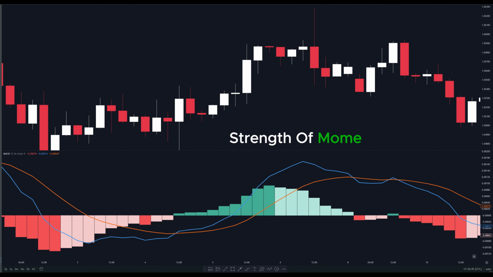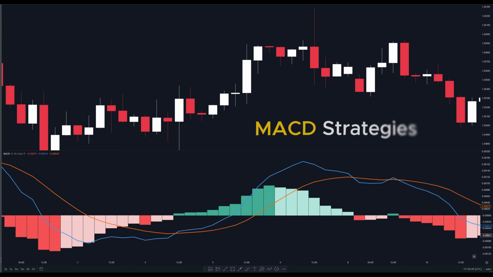And you can also utilize the size of the histogram to figure out the strength of the momentum. If the MACD line crosses above the signal line and the histogram is getting bigger, it indicates that the upward momentum is getting stronger. And when the histogram starts to get smaller, it shows us that the upward momentum is getting weaker and the market can change its direction. Now let's talk about MACD indicator strategies.